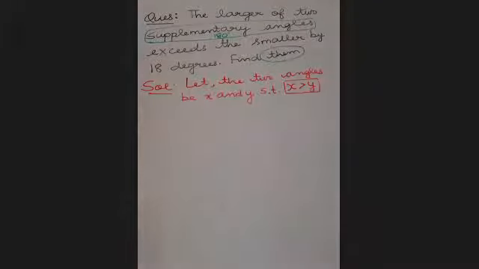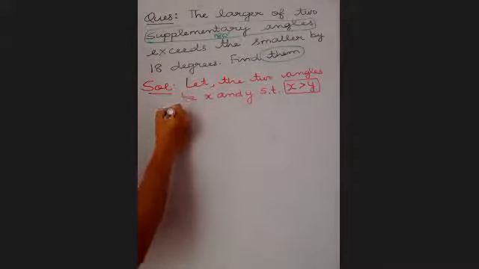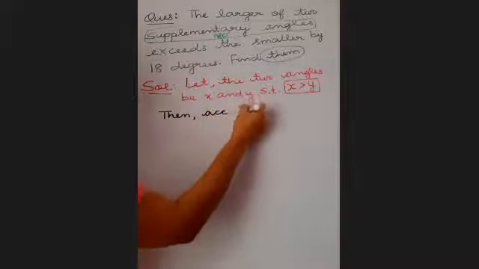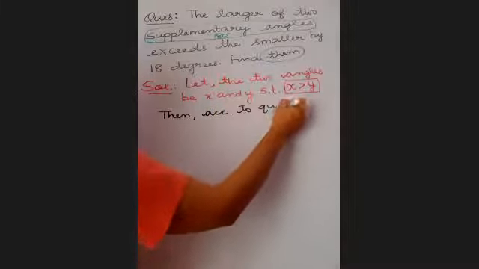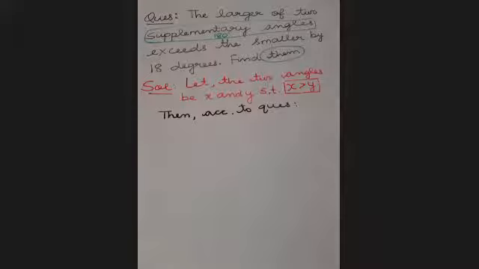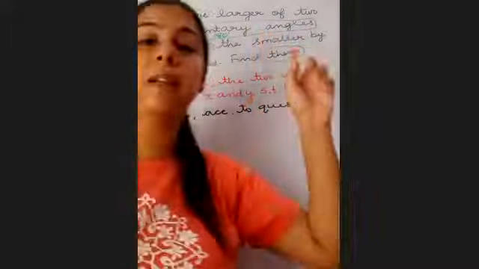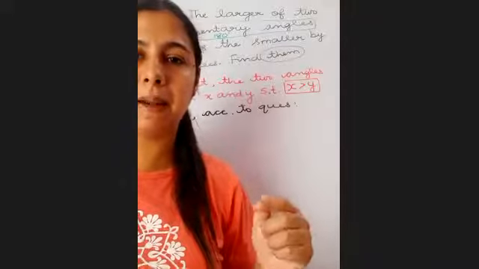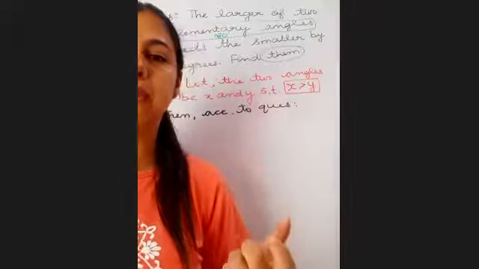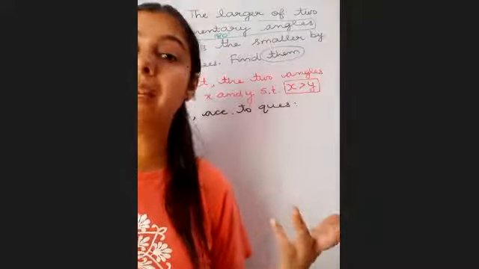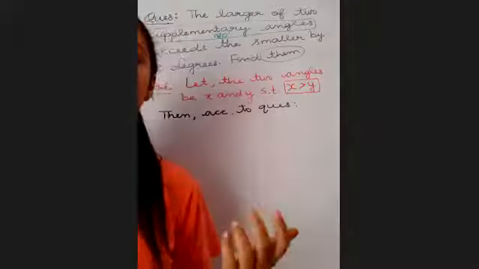Now the next would be step 2. According to the question, let us see what we get. Children, please pay attention. The first condition is that the angles are supplementary angles. Supplementary angles means their sum is going to be 180 degrees. So what should be the first equation?